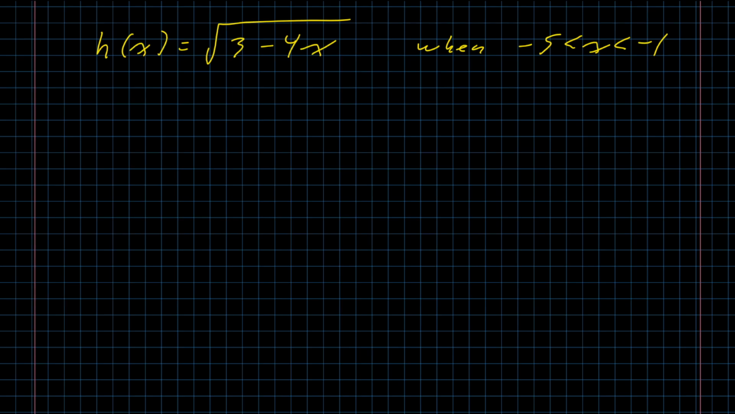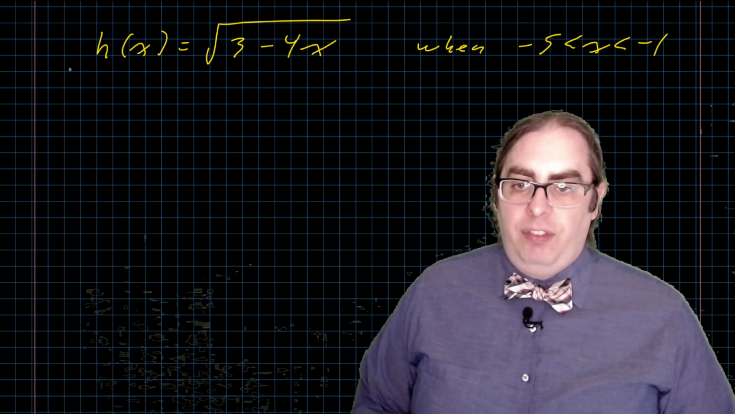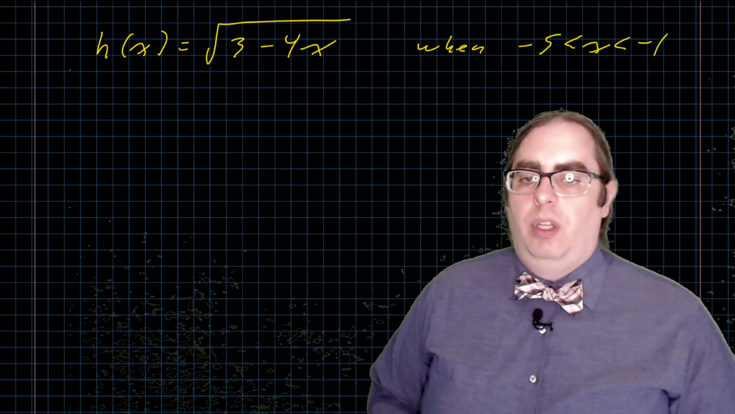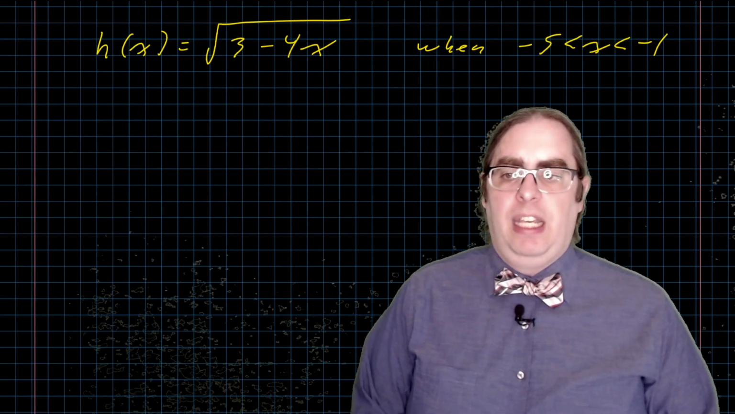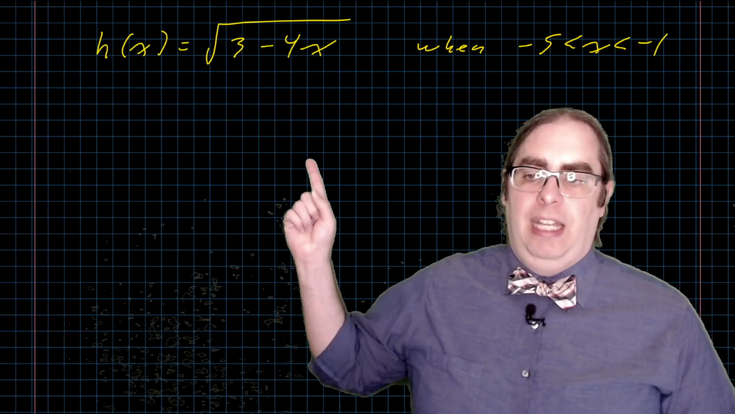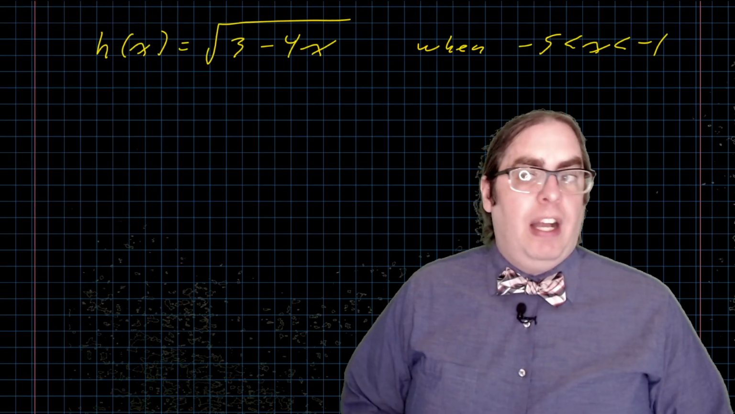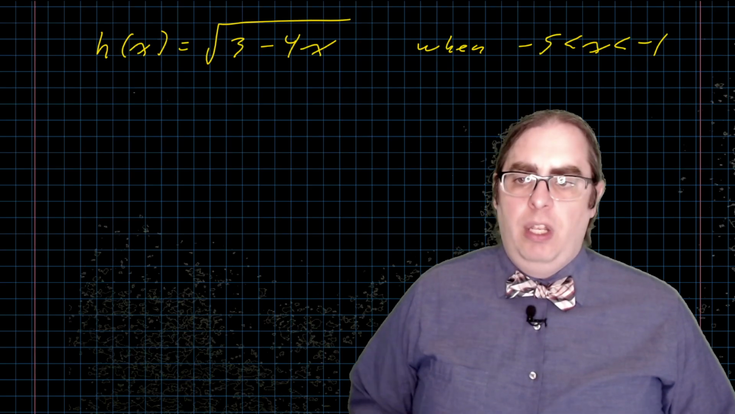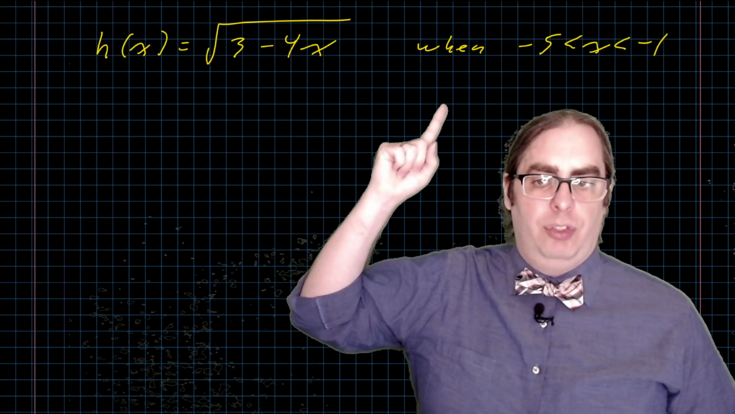-5 is less than x is less than -1. And because of that, we know our limitations. Based on the work we did before, we know that whenever x is between -5 and -1, we can safely plug it into this expression and we will get a result out. There are other values that we could try to plug in and they would give us a result out. But we don't just have the expression anymore. We also have the constraint.